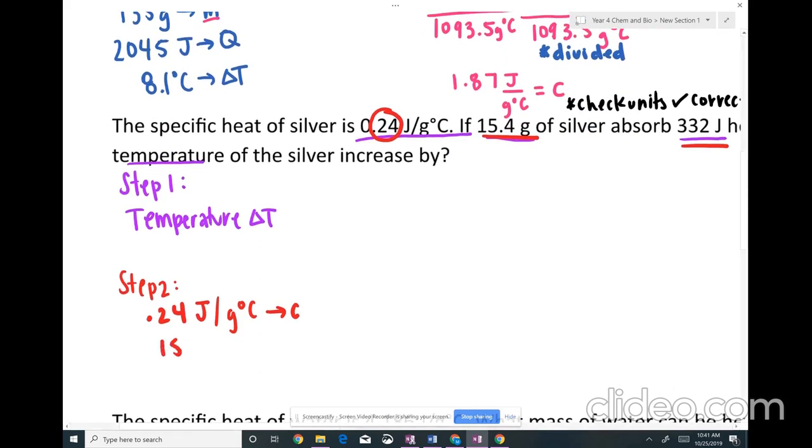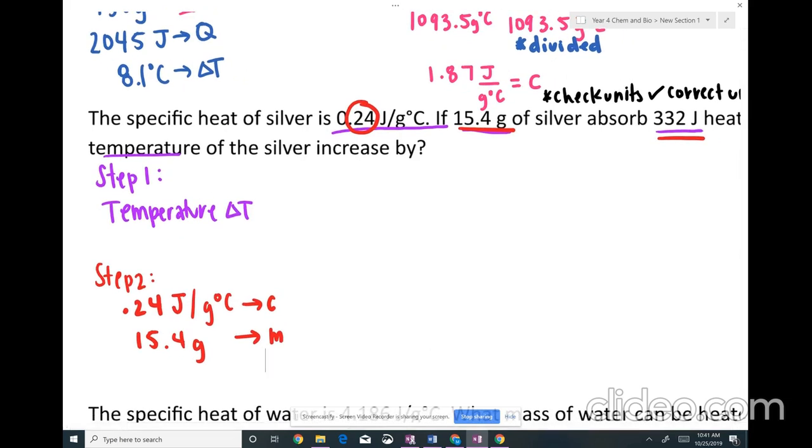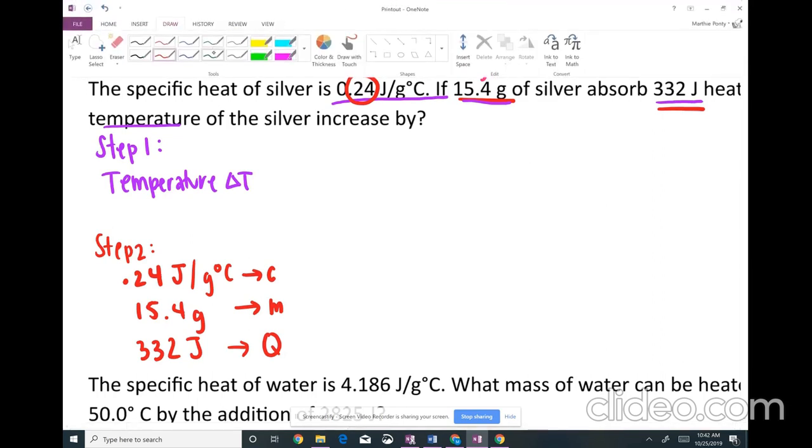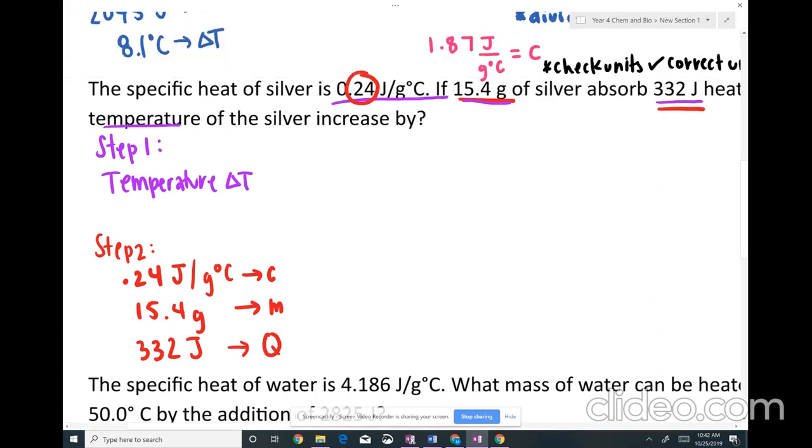Then I have 15.4 grams, and that's going to be represented by the letter M because that is a mass. And then I have 332 joules of heat, and since that is just heat itself, it is going to be Q. Again, I get it from looking at my Q equals MC delta T. So now I'm going to plug these things in. We're going to go to our step 3 and 4.